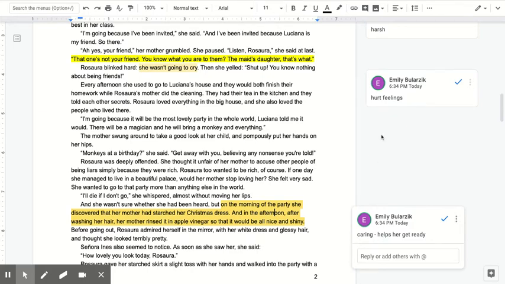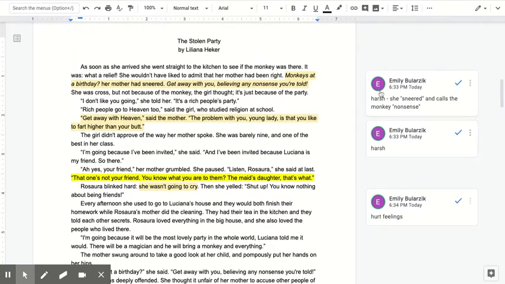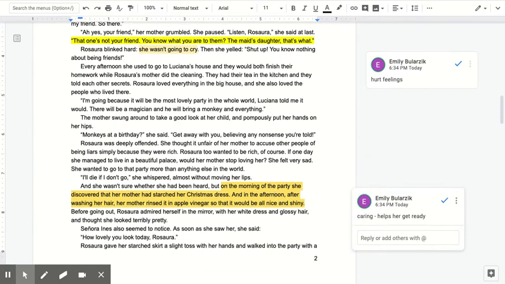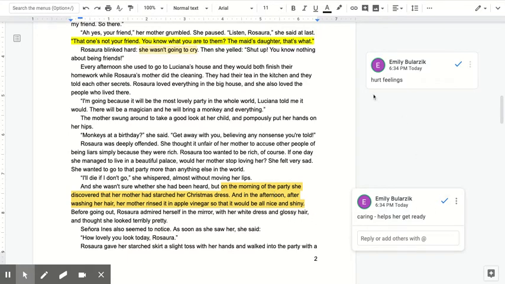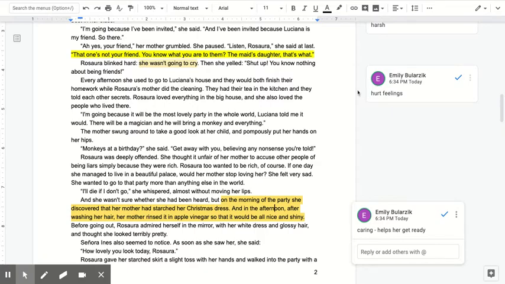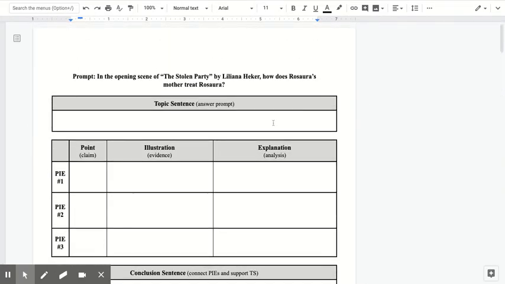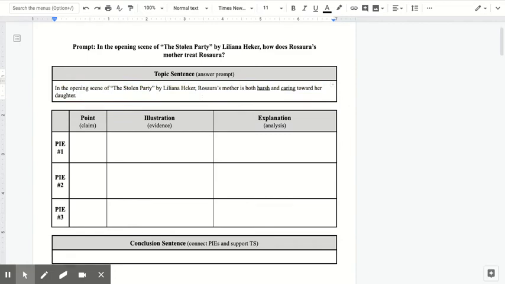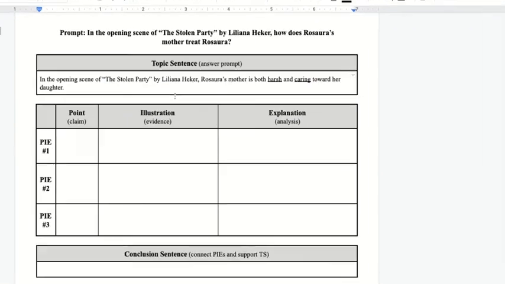So then looking at these together, what I got out of it was that she treats her in a way that is at times harsh and at times caring. So I'm going to make that my topic sentence. I'm not going to resolve these comments. I'm going to leave them here so that if I have to go back to the story and look at anything, I still have my helpful annotations. Let's see. So I do have that topic sentence here. In the opening scene of The Stolen Party by Liliana Hecker, Rosaura's mother is both harsh and caring toward her daughter.